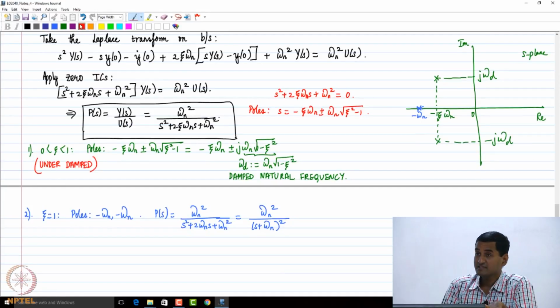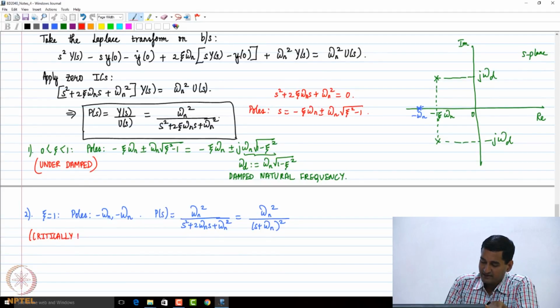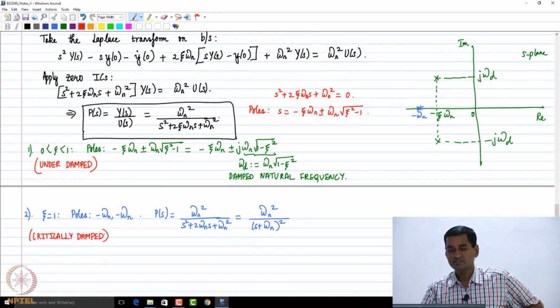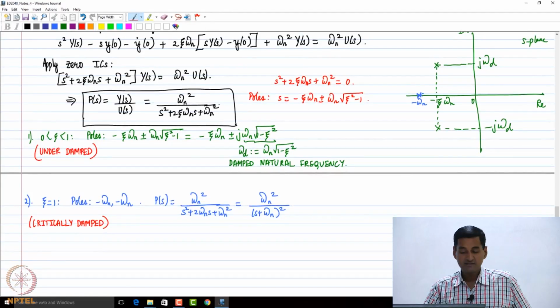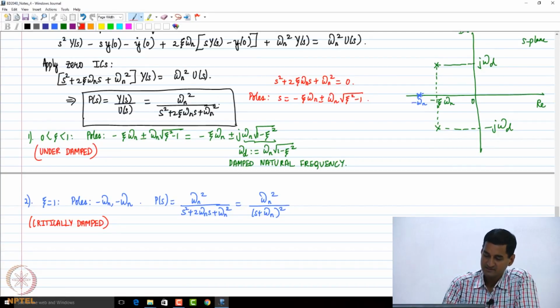So that's going to be the second case. And this case where we have zeta exactly equal to 1 and the poles repeating is what is called a critically damped second order system. So that's the second case.